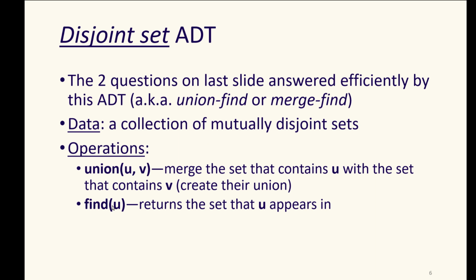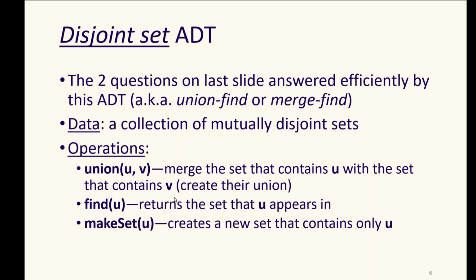A find operation, and this is almost sort of a reverse lookup. We do a find on an item in the set, an element in the set, and it returns us the identifier for that set. It returns us something that identifies the whole set. And then the make set operation creates a new set only containing one value that we've given to it.